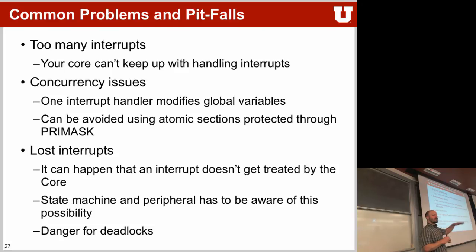You just completely ignore whatever the ISR did on this global variable because you wrote it right back. This is what's called concurrency. So if you are modifying specific dangerous global variables, you have to turn off interrupts, modify the global variable, turn interrupts back on. That's what this PRIMASK is used for.